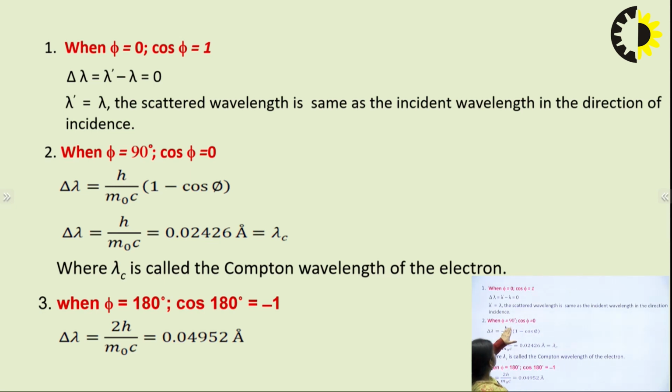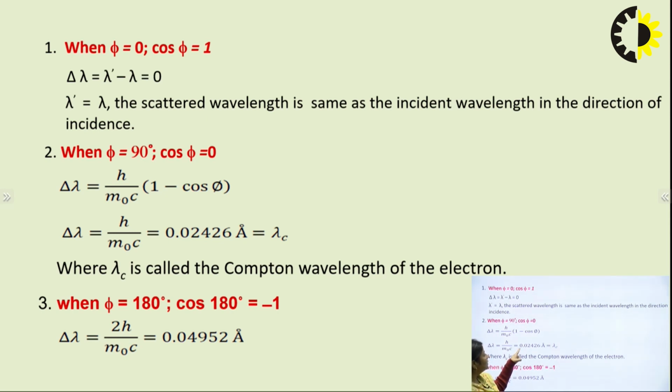When phi is equal to 90, cos phi is 0. Delta lambda is h upon m naught c times (1 minus cos phi), and if we substitute phi equal to 90, this will be simply h upon m naught c, because the phi term goes off as cos phi becomes 0. All right. So to calculate delta lambda, the value of h is known to us, the value of m naught is known to us, the value of c is known to us, so we can do it.